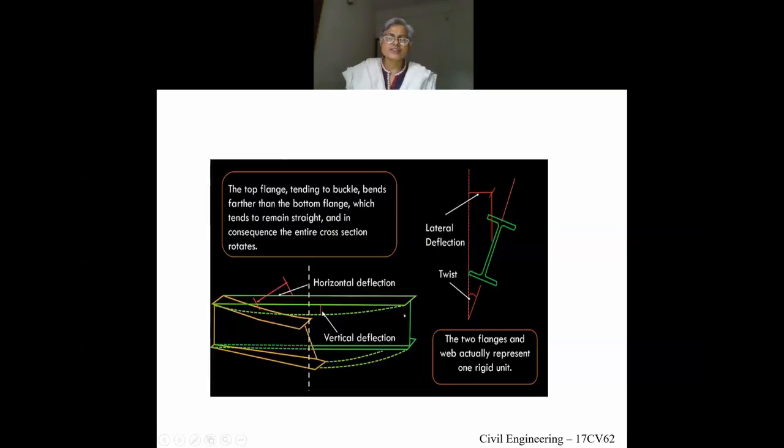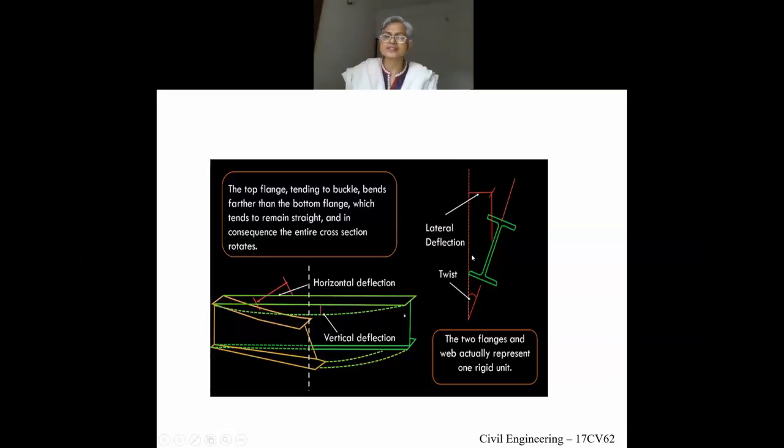Along with this, there will be lateral buckling. The flange from here has shifted to this place. It has buckled in the lateral direction. Along with that, it has twisted, because the bottom flange is fixed, whereas the compression flange will move in the lateral direction. Because of this, twisting happens. So you can see that there is twisting. Therefore it is called lateral torsional buckling.